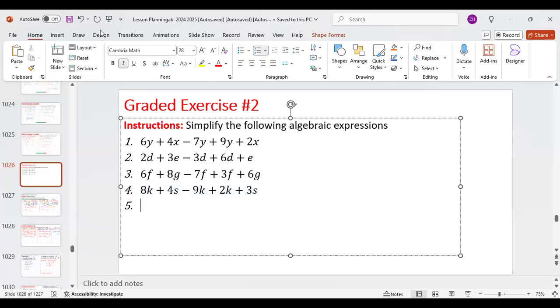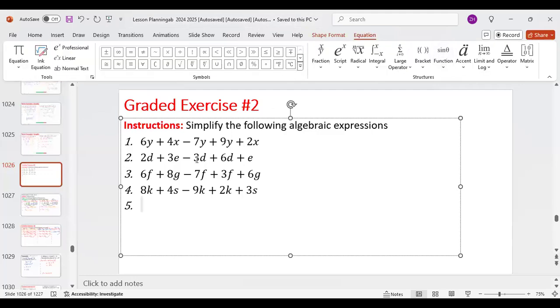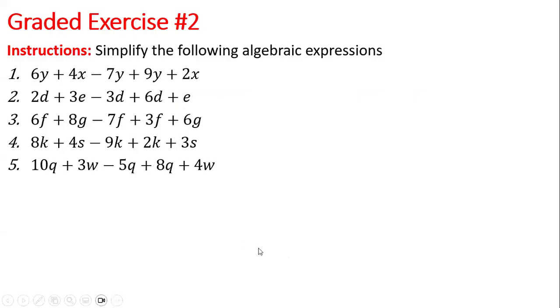And finally, number 5, we have 10 plus 3w minus 3q plus 4q plus 5q plus 8q plus 4w. All right, just those five that I want us to do. I want you to actually do this in your book. Again, I want you to do this in your book for me.